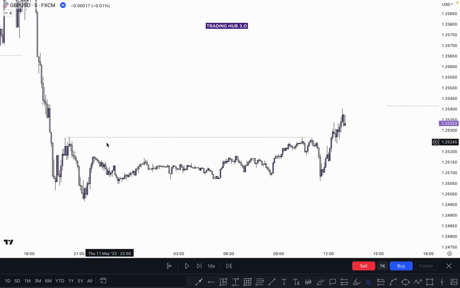Okay, so in this case, what happened here? This is our inducement taken out, and after breaking this one, how can you deal with this situation? First of all, look at this one. These are equal highs at this point, right? So if you are willing to buy at this point, which point can you take entry for the buy?